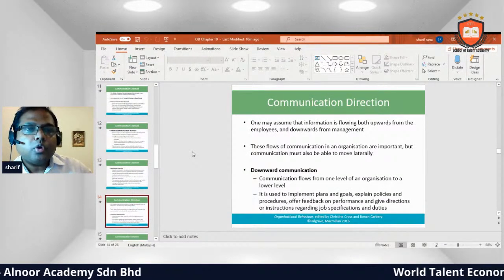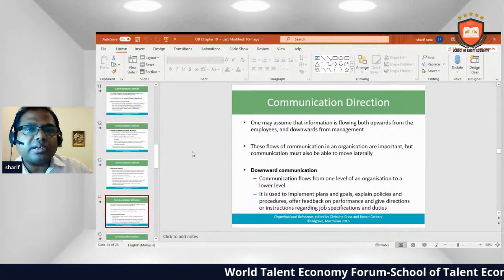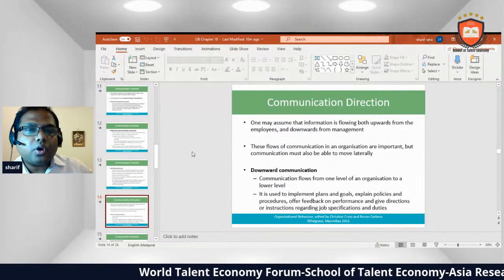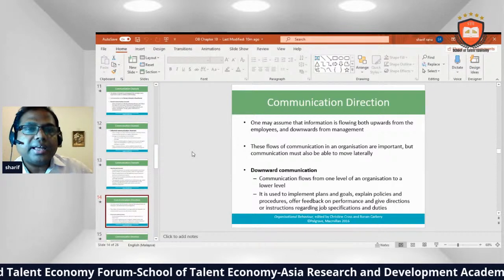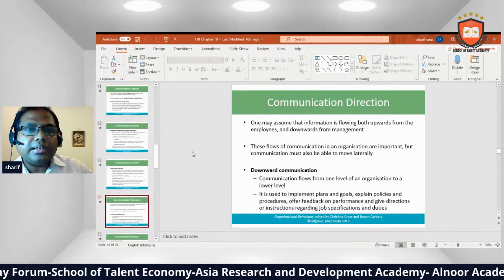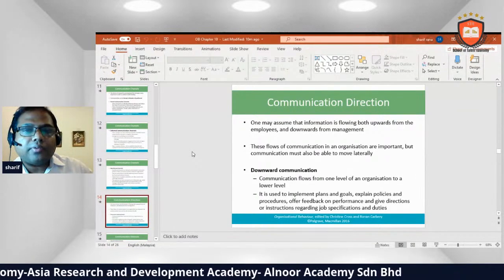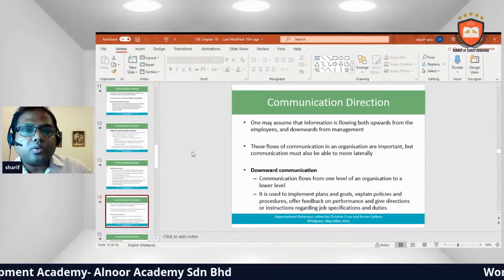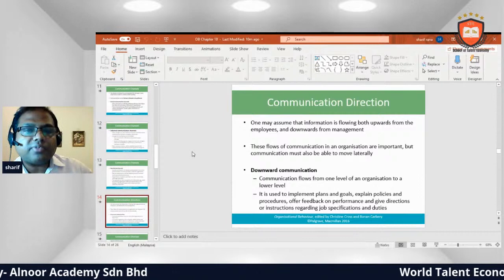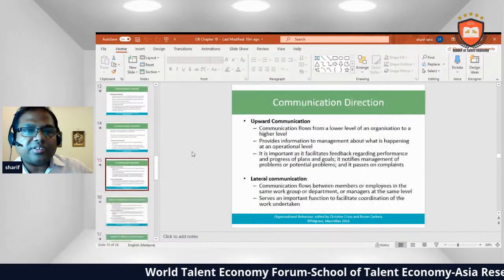Communication directions. One may assume that information flows both upward from the employees and downward from management. This flow of communication in an organization is important, but communication must also be able to move laterally. Downward communication. Communication flows from one level of an organization to a lower level. It is usually used to implement plans and goals, explain policy and procedure, offer feedback on performance, and give directions or instruction regarding job specifications and duties.